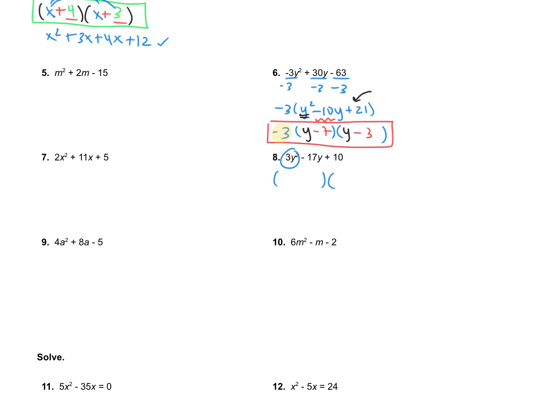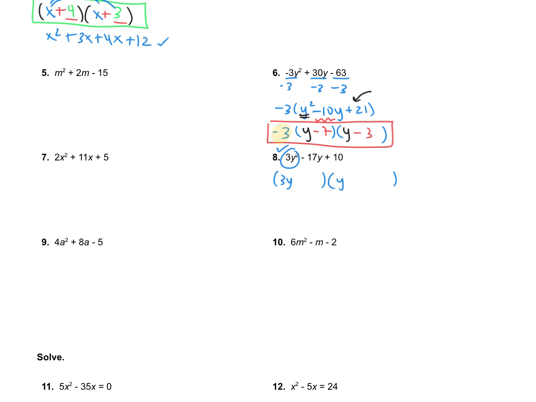Now, normally we've started with y and y. If we do that again, y and y, we're already not going to end up with a 3y squared. That's already going to have an issue for us. So instead, the only way to get 3 is 3 times 1. So we're going to have 3y times y. So we definitely have at least gotten a 3y squared.